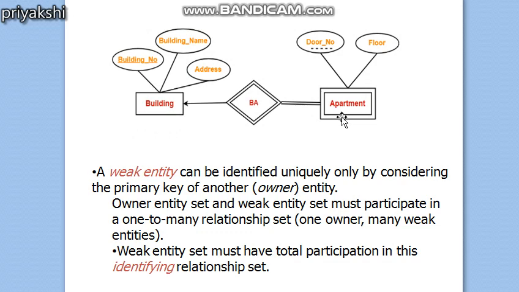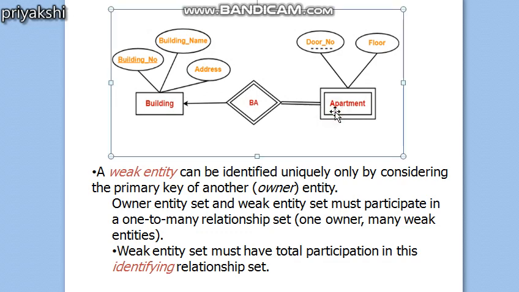You have to always remember that the owner entity and the weak entity must participate in a one-to-many relationship. So the relationship must be in the form of one-to-many. On this side, one owner and many weak entities. One owner can have many weak entities. So this is known as the weak entity, and the weak entity is identified with the help of the owner entity. Fine.